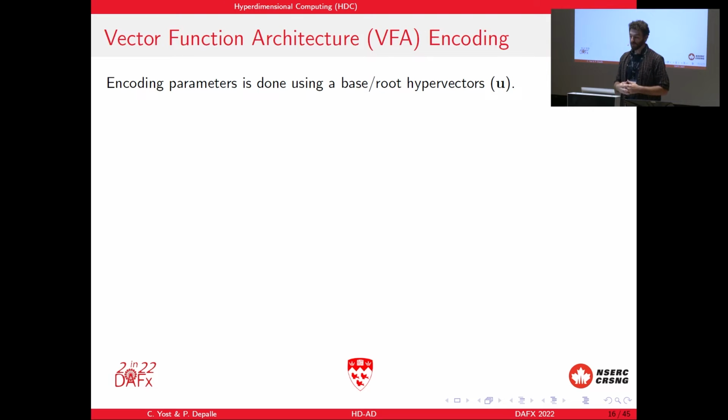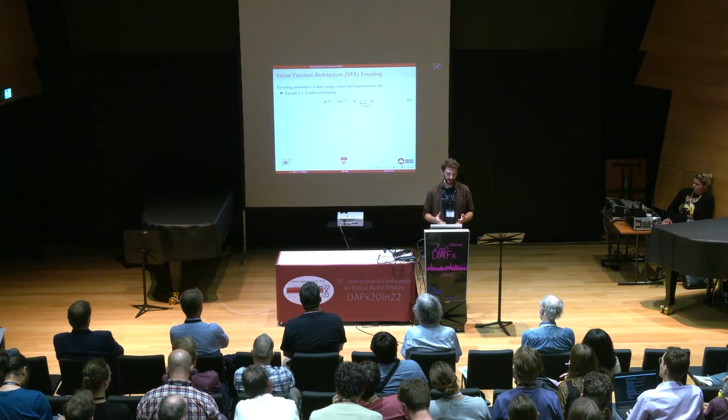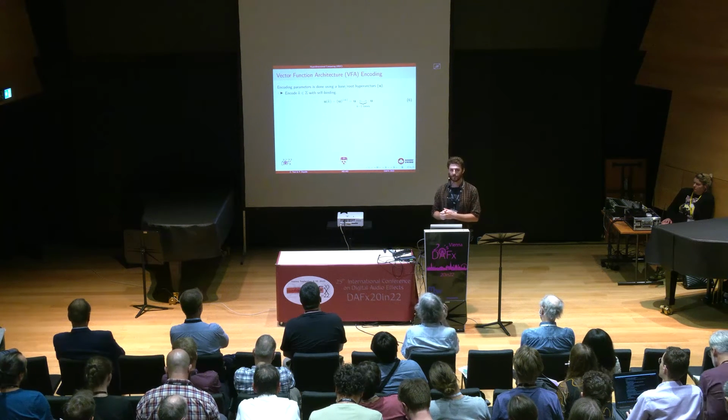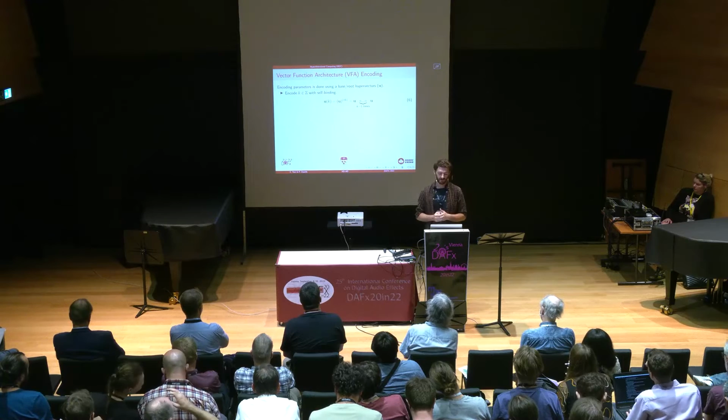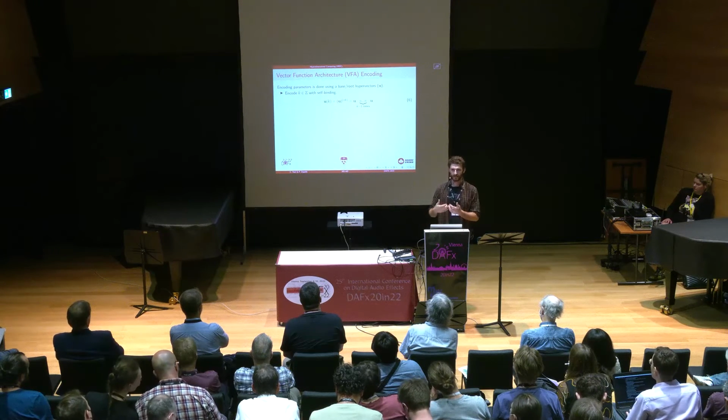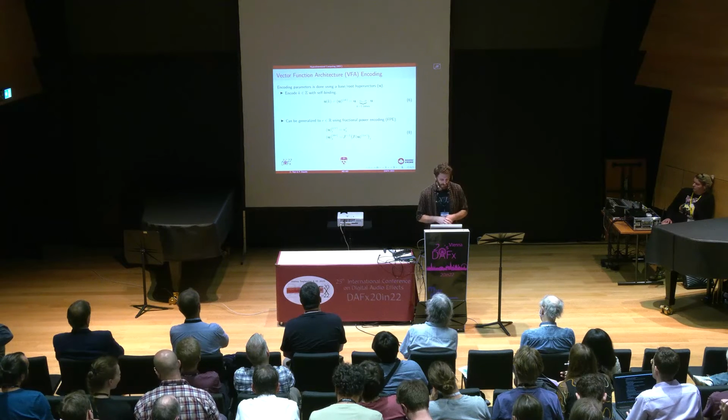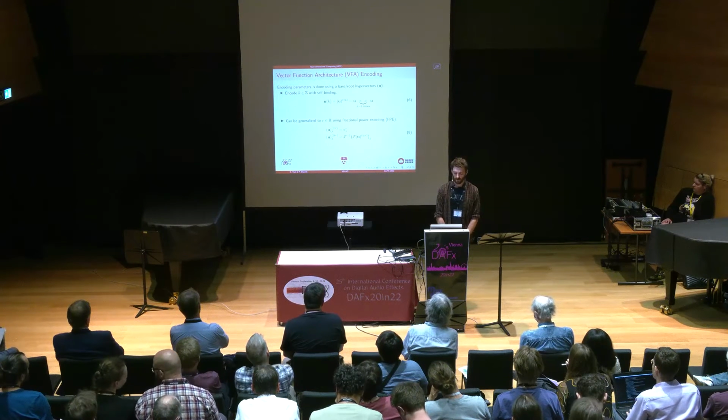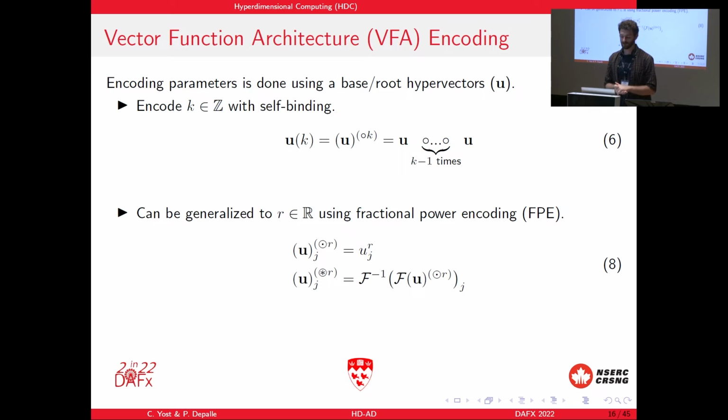So in terms of encoding particular values into HD space, this is done using a base or a root hypervector. Encoding starts with self-binding, where we encode some integer k by binding a hypervector u with itself k times. Then using an idea called fractional power encoding, this is generalized to real numbers, where we bind a hypervector to itself a fractional number of times. For the Hadamard binding operation, this means simply exponentiating the elements of the vector by the value being encoded.